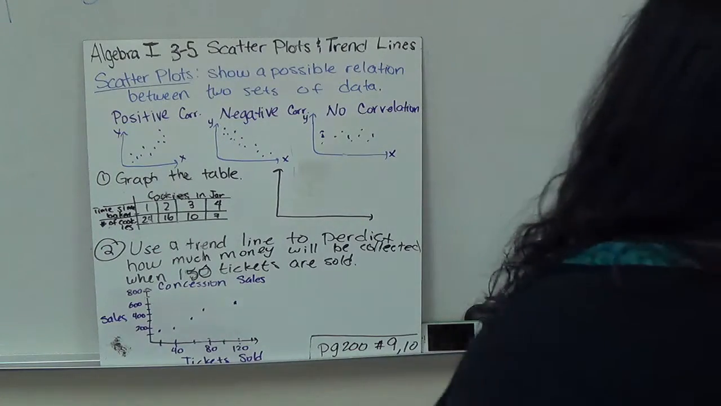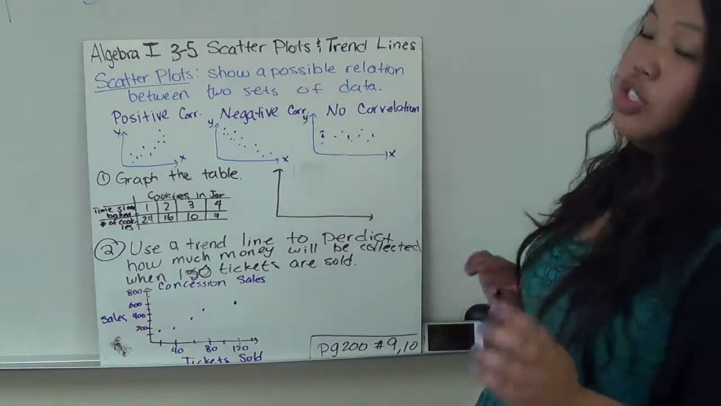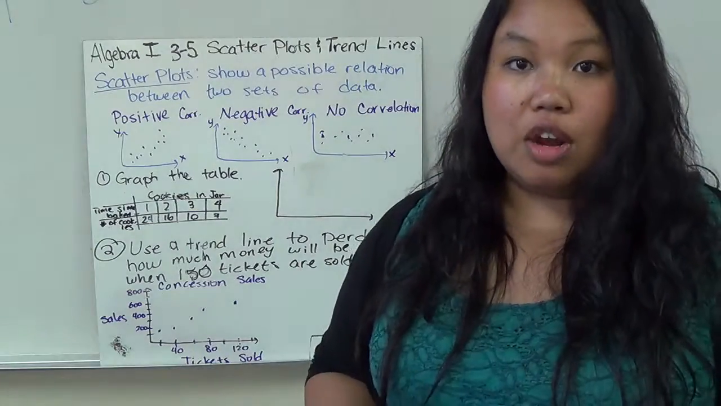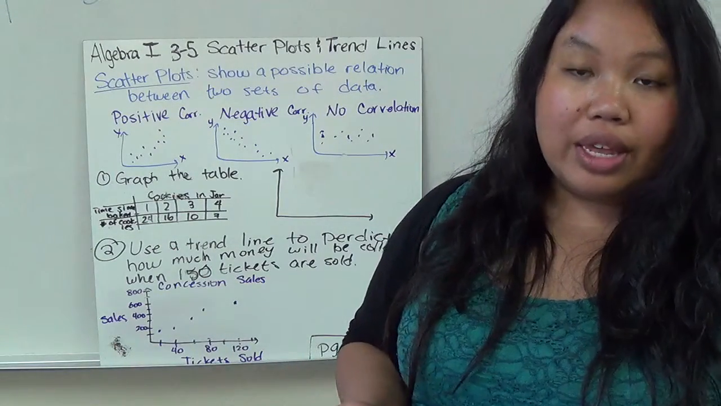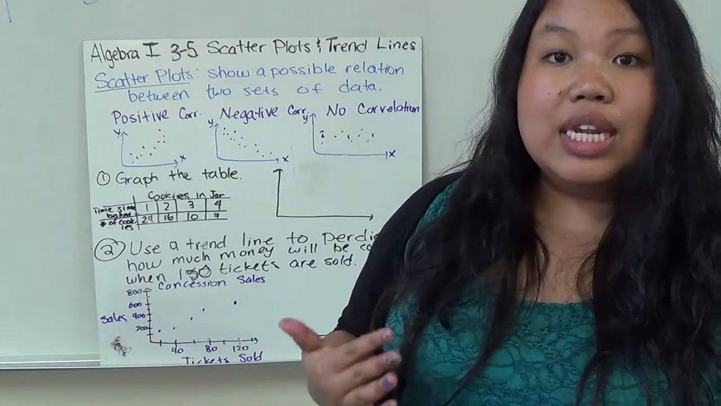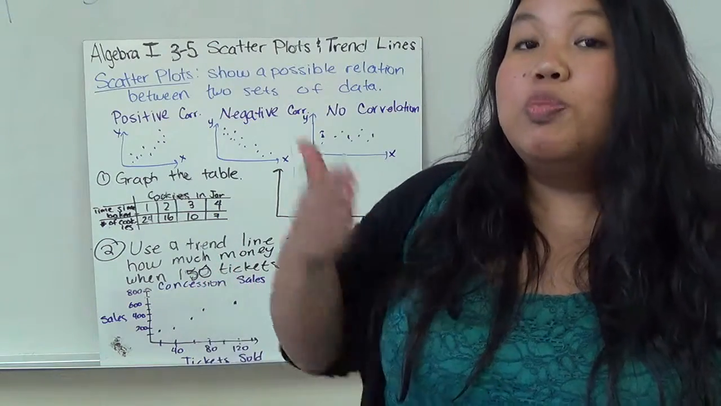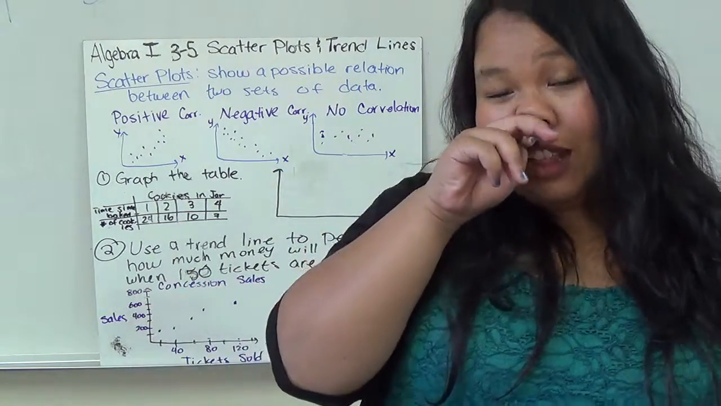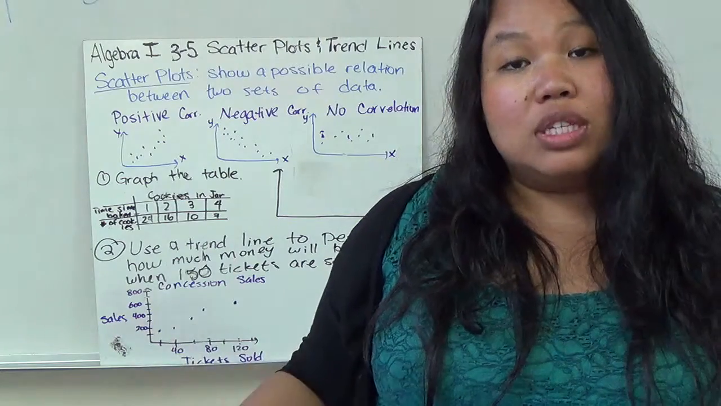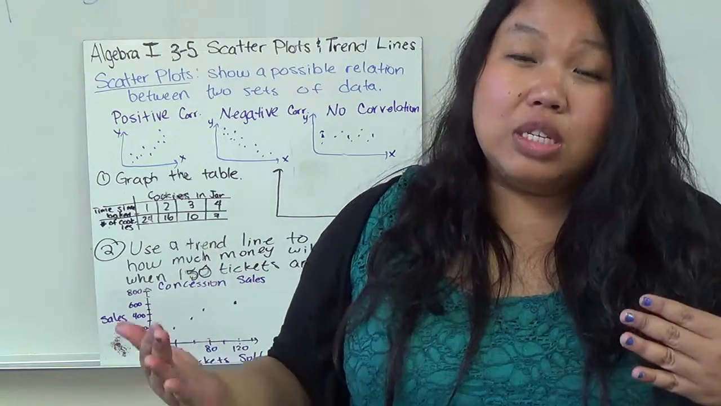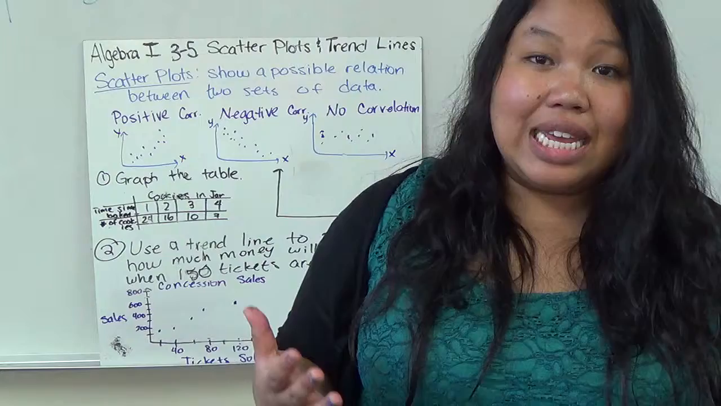Algebra 1, Section 3.5, we're dealing with scatter plots and trend lines. Now, you've already been introduced to scatter plots, but now we're going to add trend lines. The important thing with trend lines is it helps us use a scatter plot to predict things, okay? Because unlike lines and equations, scatter plots are kind of unpredictable, so it's trying to find organization in chaos.